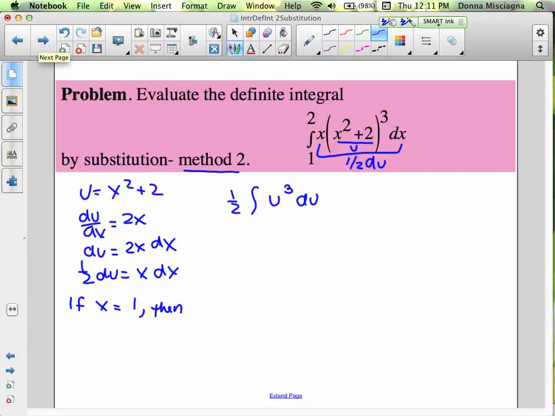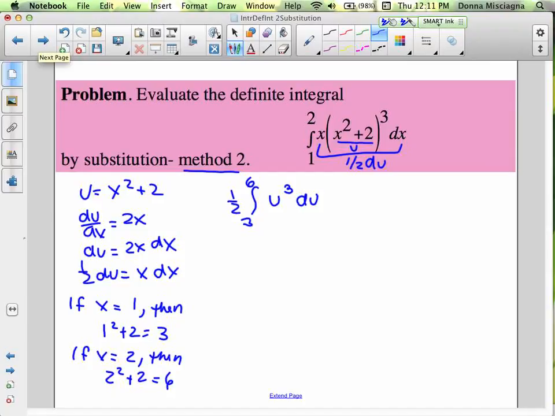Okay, so if x is 1, then we have 1 squared plus 2, which is 3. So I plugged in the bottom number first, and the 3 goes there. If x equals 2, then 2 squared plus 2 is going to be 6. So I plugged in the 2 and I got 6, right? If you write it in as soon as you do it, it kind of helps out.